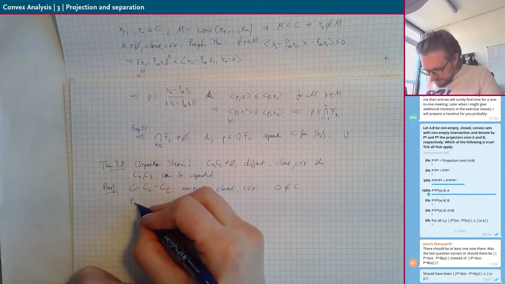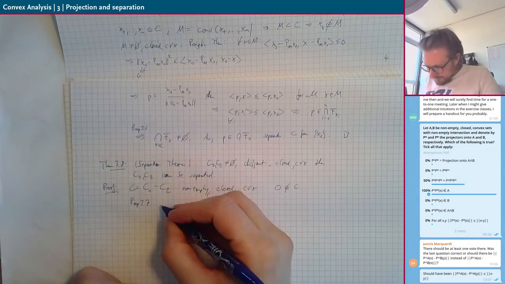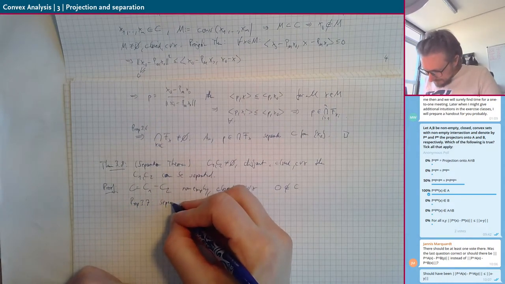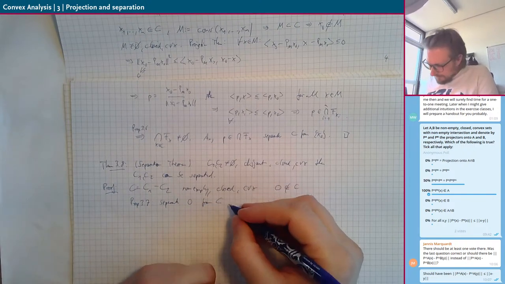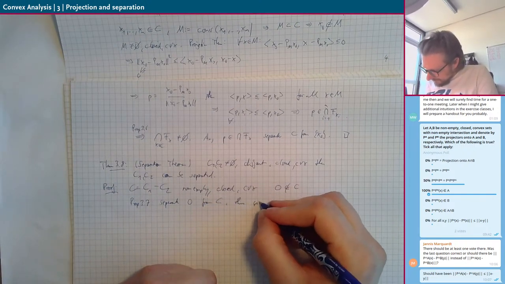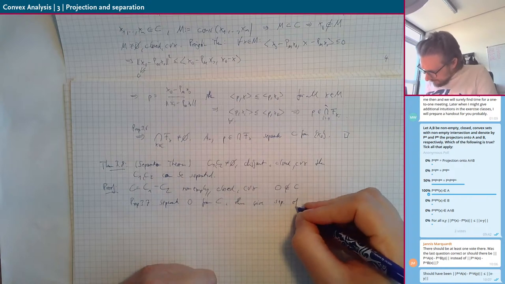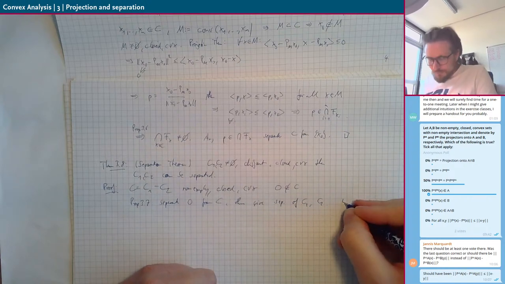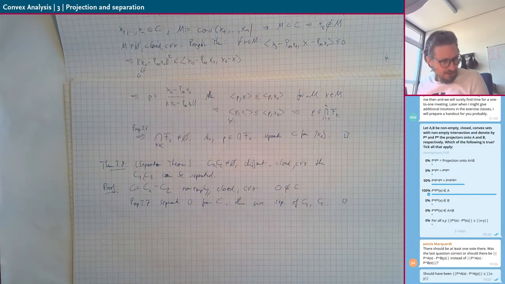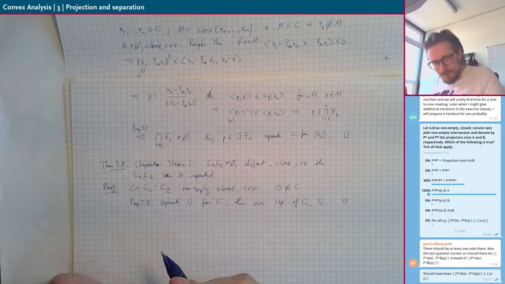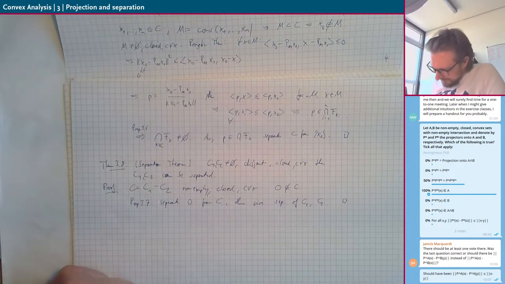So proposition 3.7. We can separate 0 from C, and this gives separation of C1 and C2. I don't write anything more than this because we have done this probably enough times now. Okay, and now the last one, and I think we're going to use it at some point.